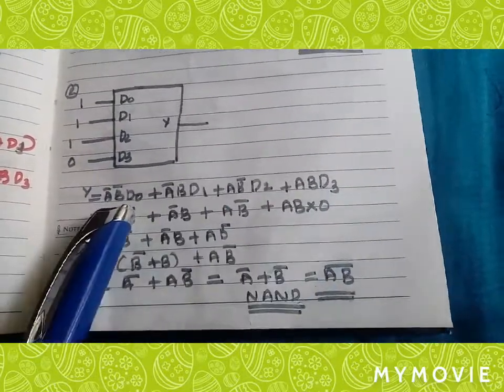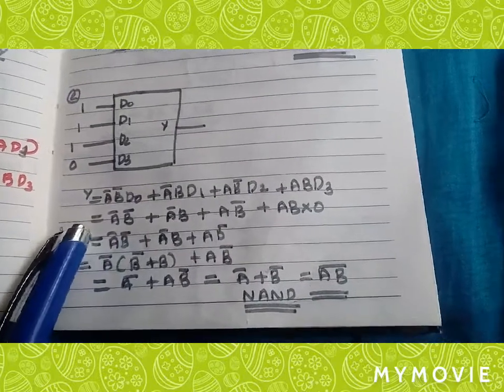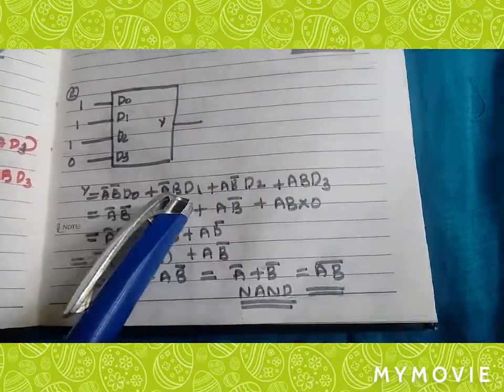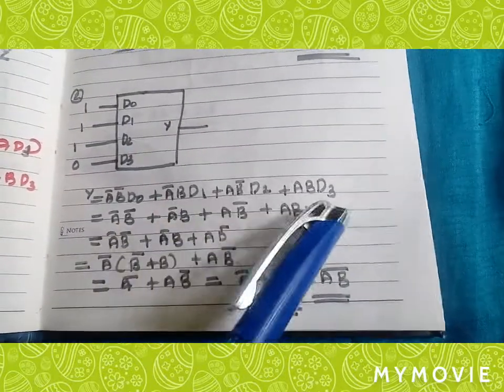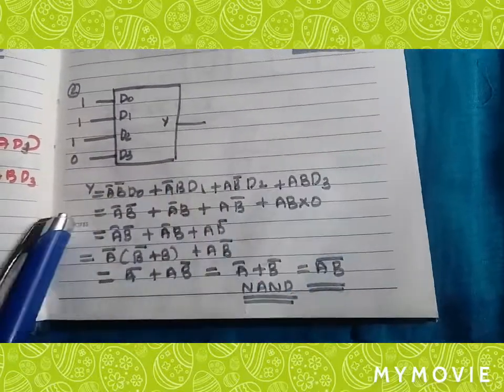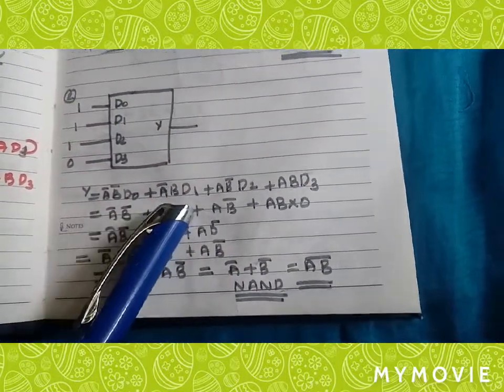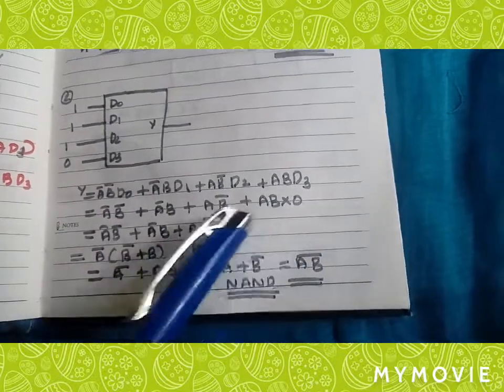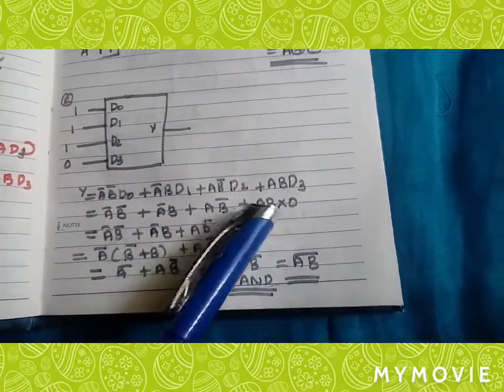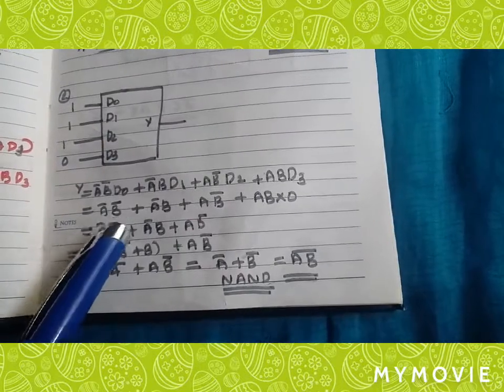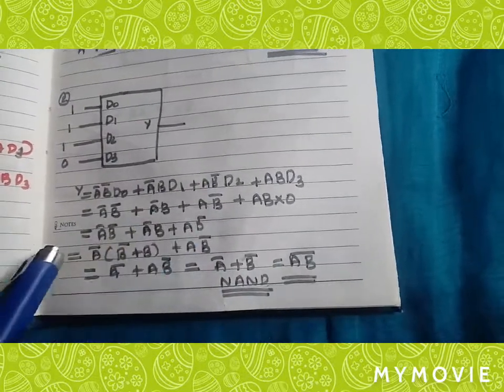And we know the equation of the 4 input multiplexer, that is Y is equal to A bar B bar D0 plus A bar B D1 plus A B bar D2 plus A B D3. Substitute the values in the figure and we get A bar B bar plus A bar B plus A B bar plus A B into 0. A B into 0, this term is cancelled. So A bar B bar plus A bar B plus A B bar.